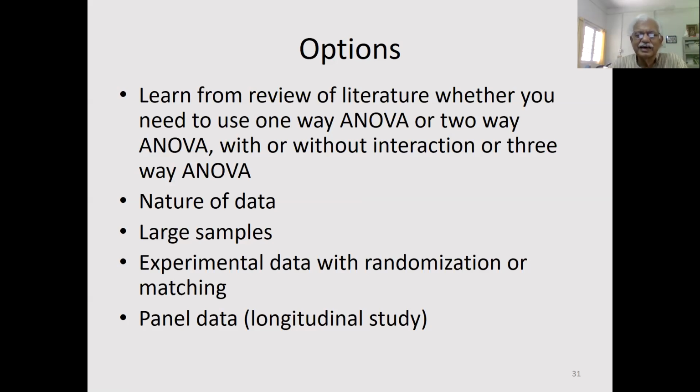Experimental data are more acceptable because you can use the technique of randomization or matching. Randomization means that the subjects are randomly assigned to different groups of independent variables. Matching means that when randomization is not possible or the literature demands so, then you divide subjects into different categories of independent variables, matching them with respect to other factors which are not explicitly considered in the data.